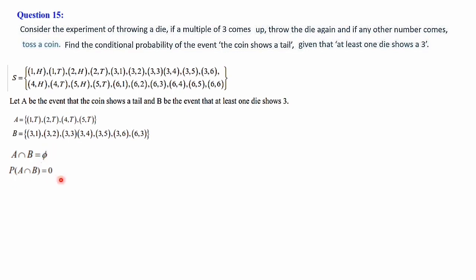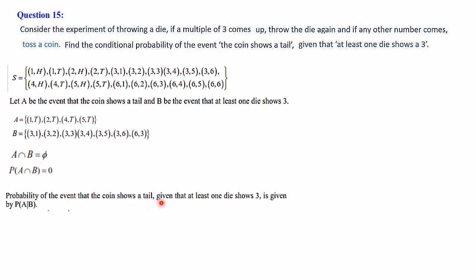Since the numerator we have got is 0, no need to proceed, because anyway we will get the final answer as 0, because P of A given B is P of A intersection B divided by P of B. We have got P of A intersection B as 0, so we can just stop the calculation here. So the probability of the event that the coin shows a tail given that at least one die shows 3 is P of A given B, which is equal to P of A intersection B by P of B. We have not calculated P of B because P of A intersection B is 0. So 0 divided by P of B is equal to 0.